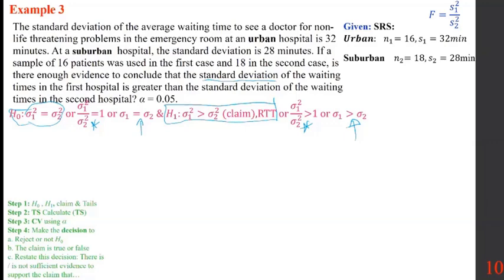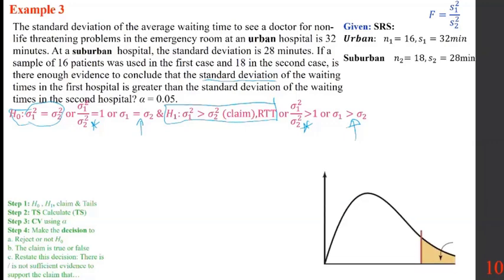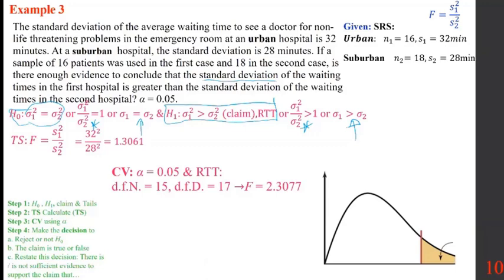Now, what is the test statistic? s1 squared over s2 squared. So this is a right tail test. s1 squared over s2 squared, and you get 1.3061. So now, alpha is 0.05. This is a right tail test. Degrees of freedom of the numerator is 16 minus 1, and the denominator is 18 minus 1. So looking up the table results in the following. So this is 0.05 and this is 2.3077.